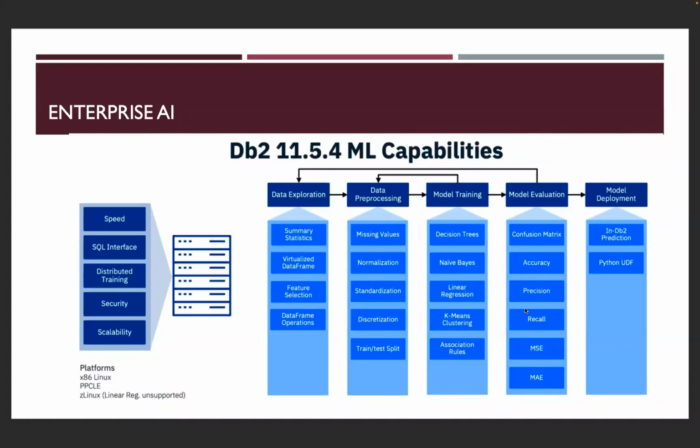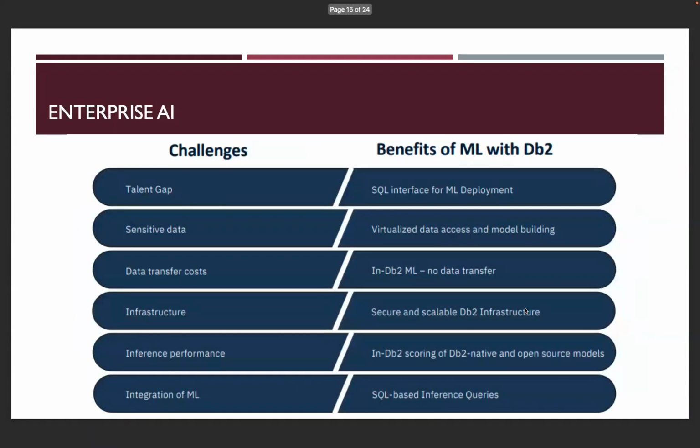Now, if you want to train the model, you have algorithms like decision trees, naive Bayes, linear regression, and k-means clustering. And after you're done with exploring your data, pre-processing, and training your model, when you want to evaluate your model, you can use confusion matrix, accuracy, precision, recall, and if you're working on linear regression, you can use MSE and MAE. After evaluating your model, when you want to deploy it, as we discussed, we have two approaches: in-DB2 prediction, or Python user-defined functions.